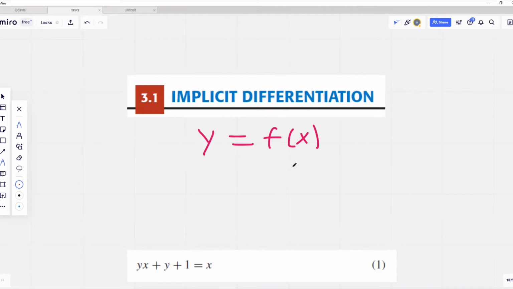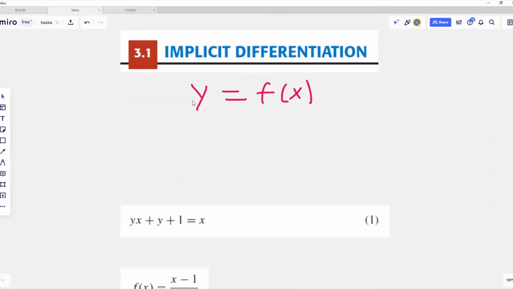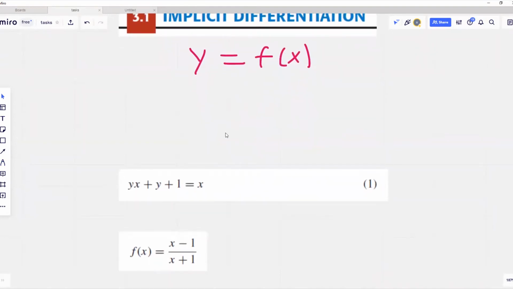And on the other side of the equation, we have all x's appearing without any y. So in this case, this equation defines y explicitly as a function of x. However, in some cases, an equation can define y as a function of x implicitly. What do we mean by that?